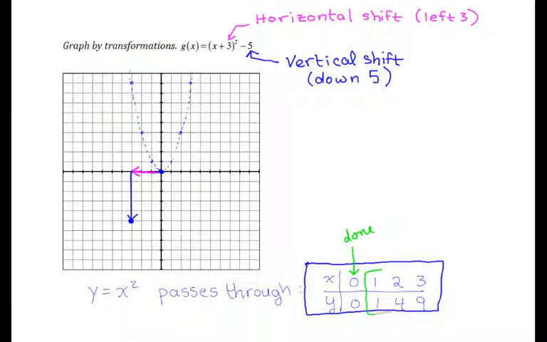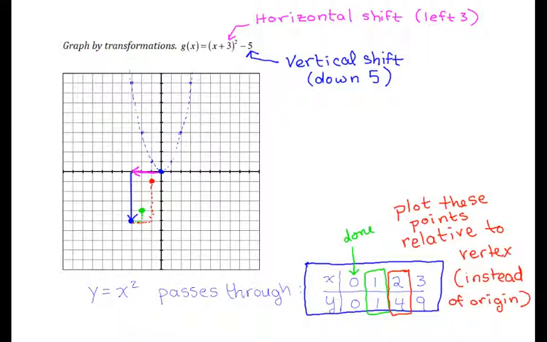From there, I'm going to plot the point (1, 1). So I'm going to go over 1 and up 1. Then I'm going to plot the point (2, 4), meaning starting over again from that point, I go over 2 and up 4. So we're really plotting these points relative to my vertex instead of relative to the origin.